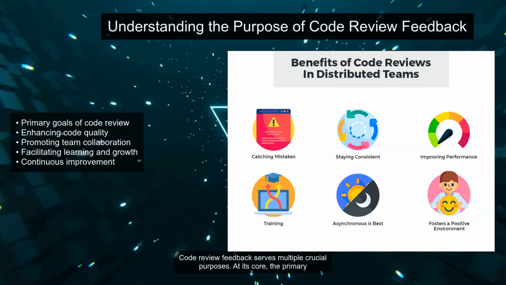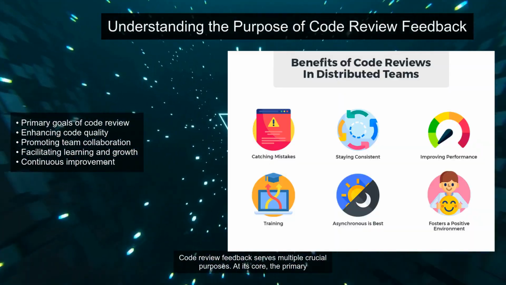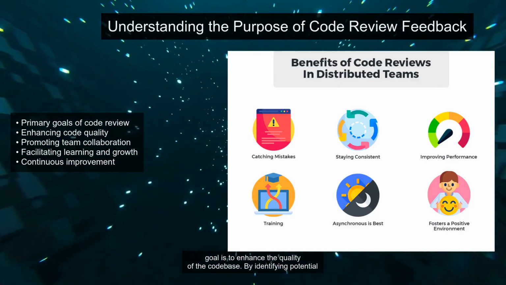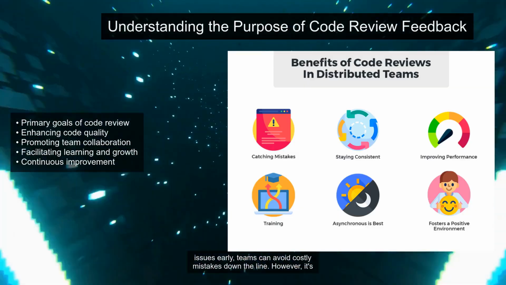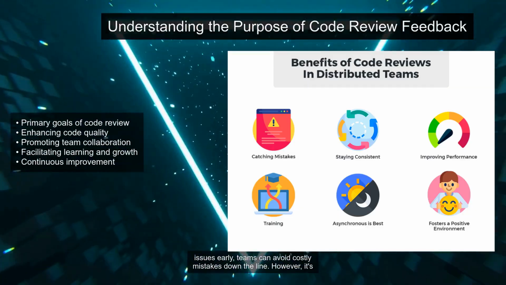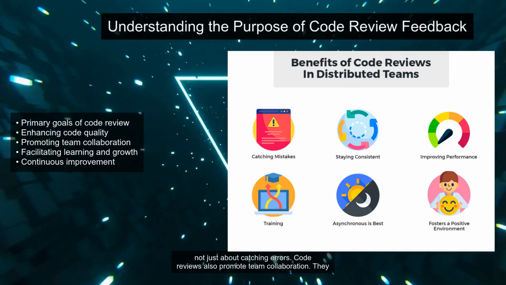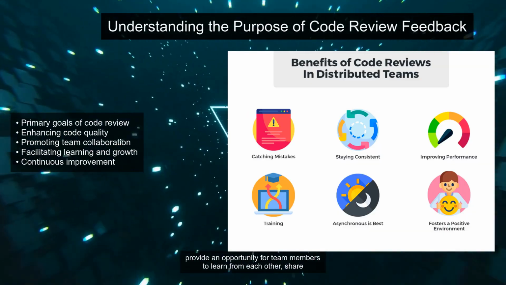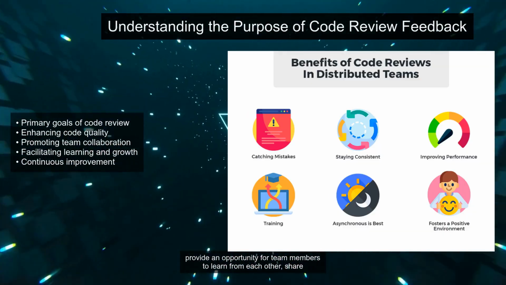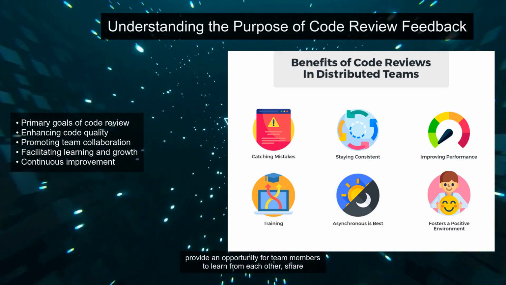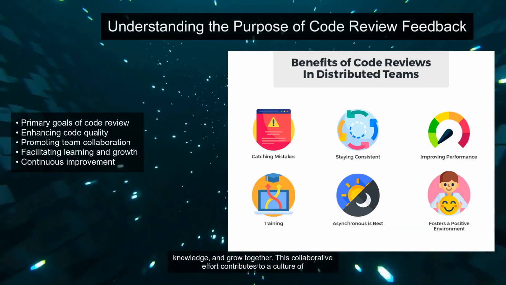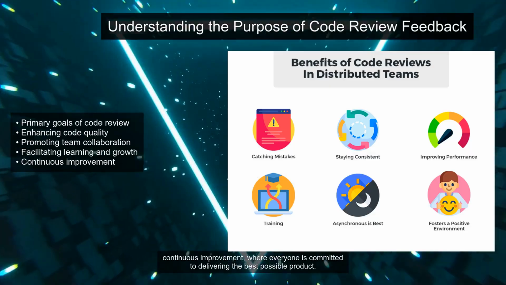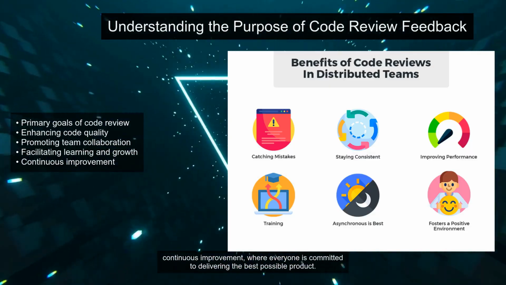Code review feedback serves multiple crucial purposes. At its core, the primary goal is to enhance the quality of the codebase. By identifying potential issues early, teams can avoid costly mistakes down the line. However, it's not just about catching errors. Code reviews also promote team collaboration. They provide an opportunity for team members to learn from each other, share knowledge, and grow together. This collaborative effort contributes to a culture of continuous improvement, where everyone is committed to delivering the best possible product.